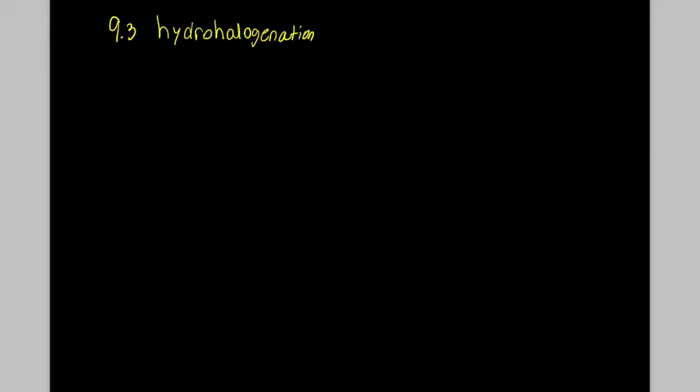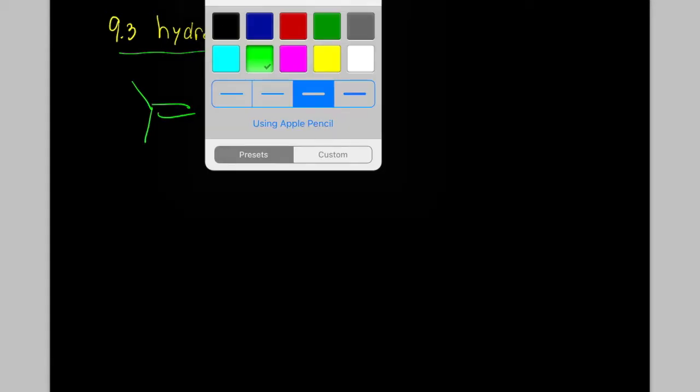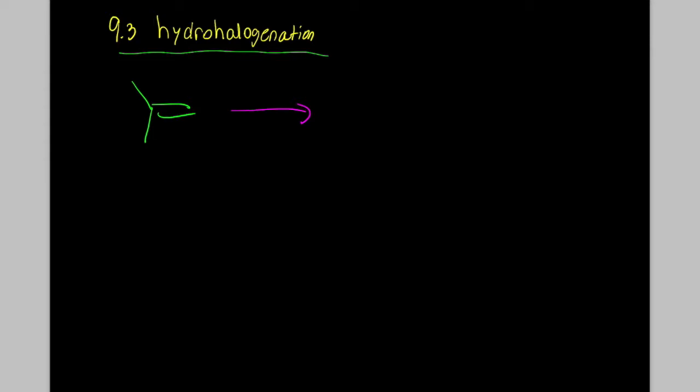All right, hydrohalogenation reactions. Let's say we have this alkene, and we're going to treat this with, let's say, hydrogen bromide. And again, we do this at low temperatures. Let's say we do it at minus 30 degrees Celsius. And what we're going to get is one of two possible reactions.